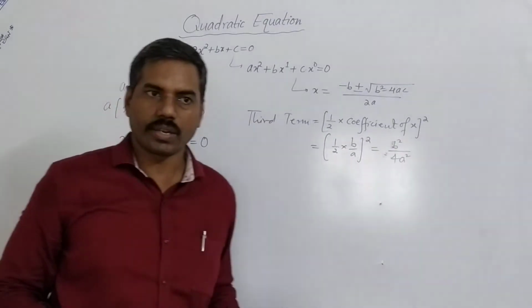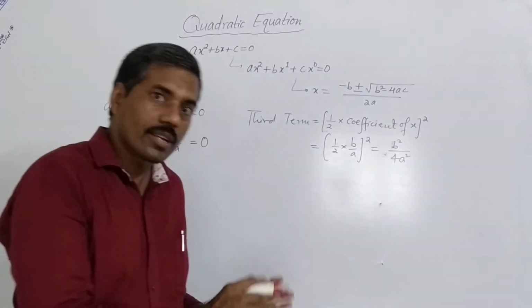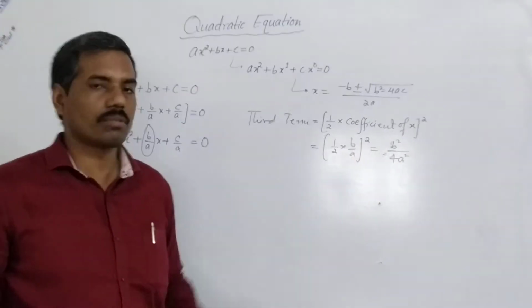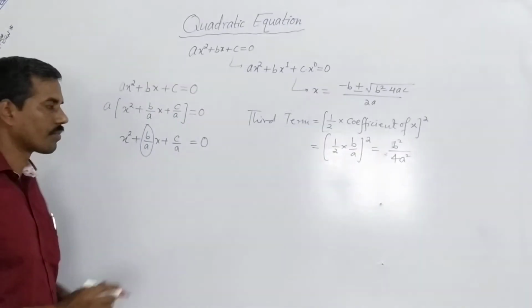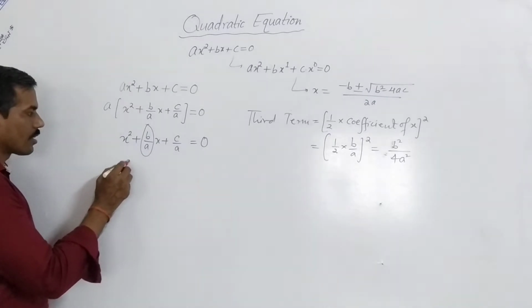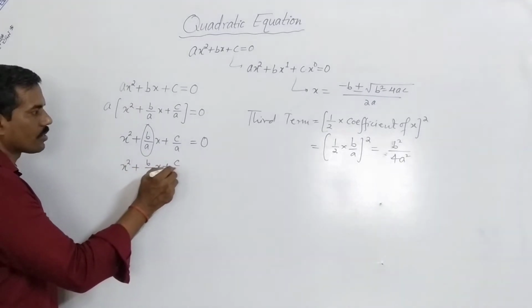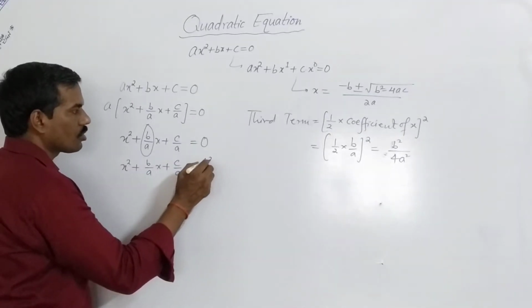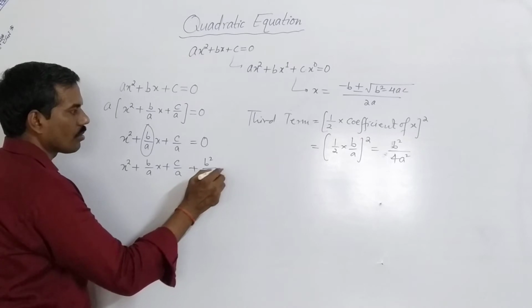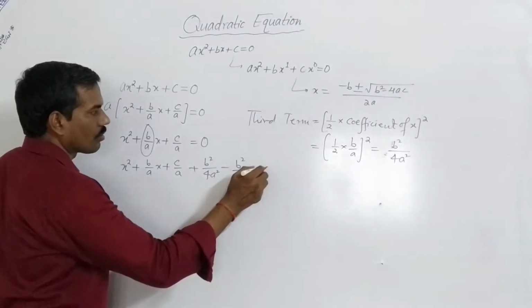Clear? Okay. Now adding and subtracting the third term, in this equation we get x square plus b by ax plus c by a plus b square upon 4a square minus b square upon 4a square is equal to 0.